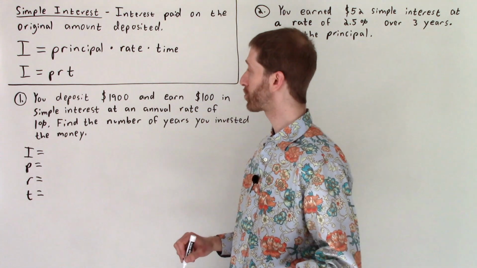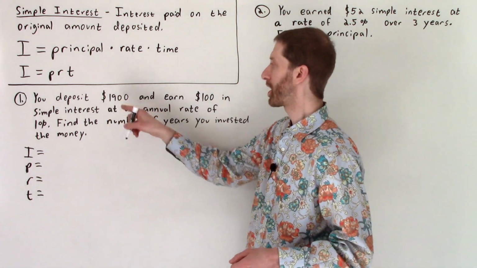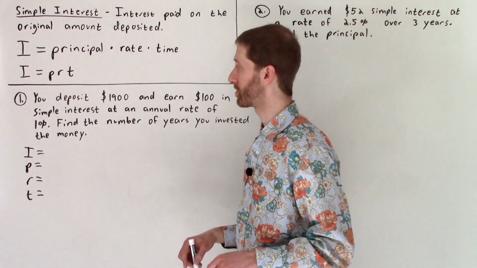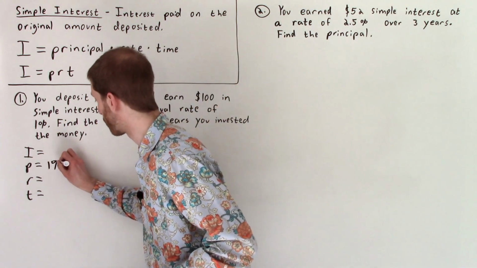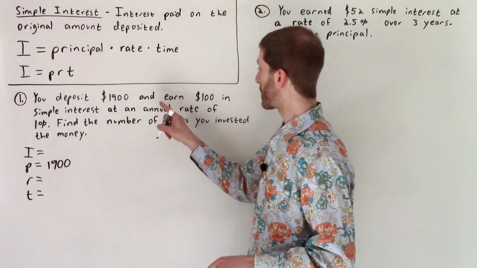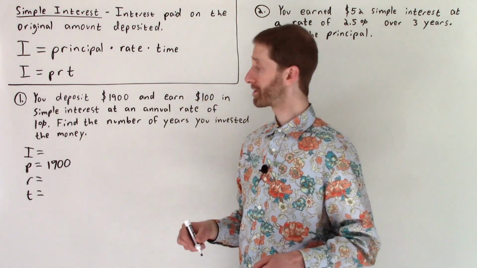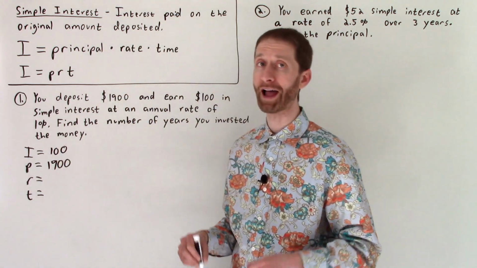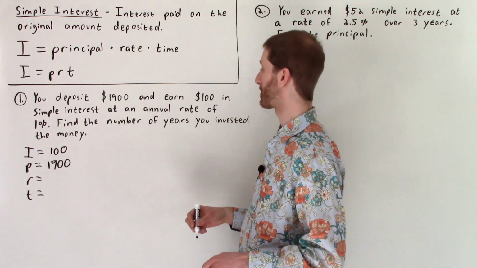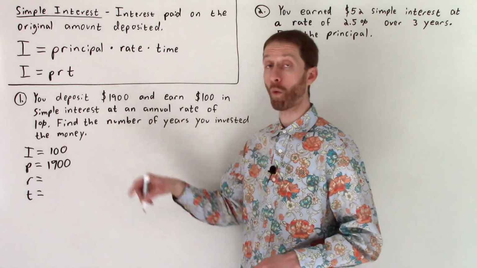So we've got that interest we have. Well, actually, let's start out with what we deposit. We deposited $1,900. So that's our original amount, our principal. So I've got $1,900 goes here for P. Then we keep reading and it says that we earned $100 in simple interest. That was I. In previous problems, you've been solving for I. No sweat. Now we're going to be solving for something different at an annual rate of 1%.